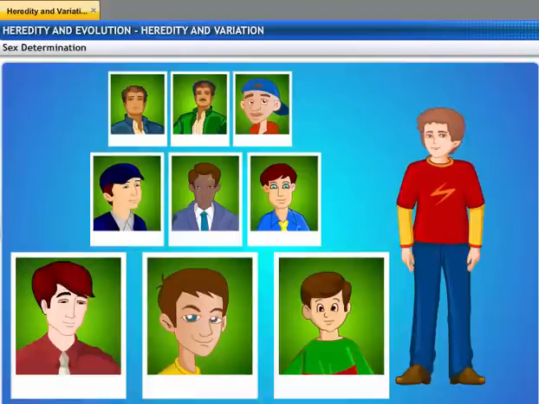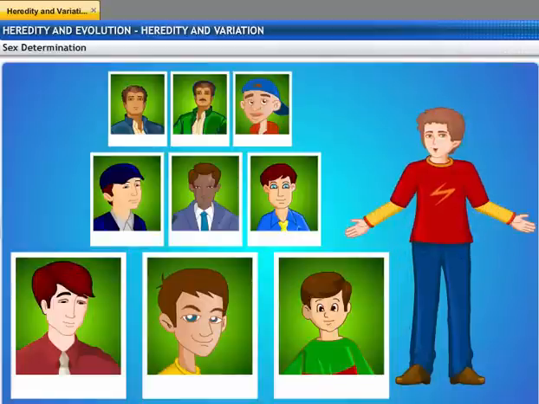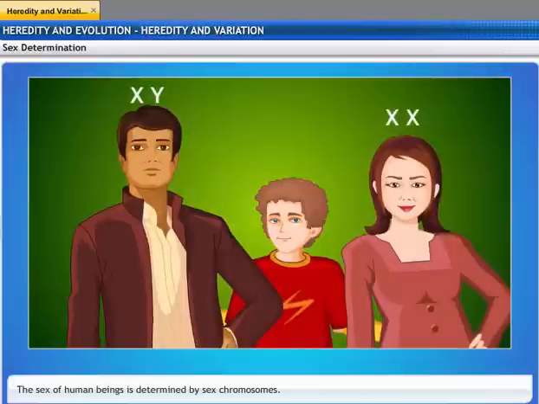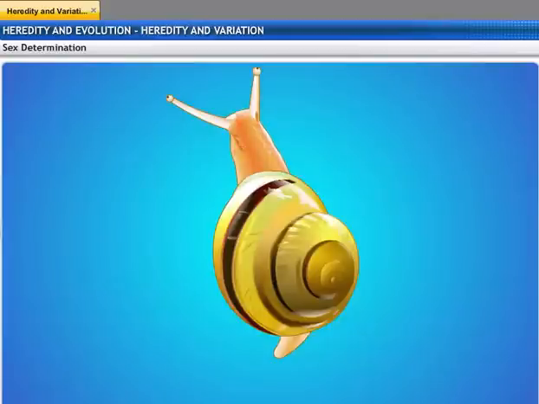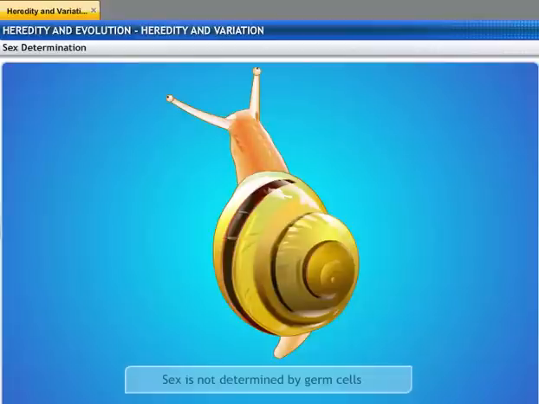Why do we have only boys in our family? Why not girls? Does such a difference occur only in humans? The sex of human beings is determined by the sex chromosome. In some animals like crocodiles, the temperature at which fertilized eggs are kept determines whether the animals developing in the eggs will be male or female. In other species, such as snails, individuals can change the sex depending upon the external environment. It indicates that the sex is not determined by germ cells.